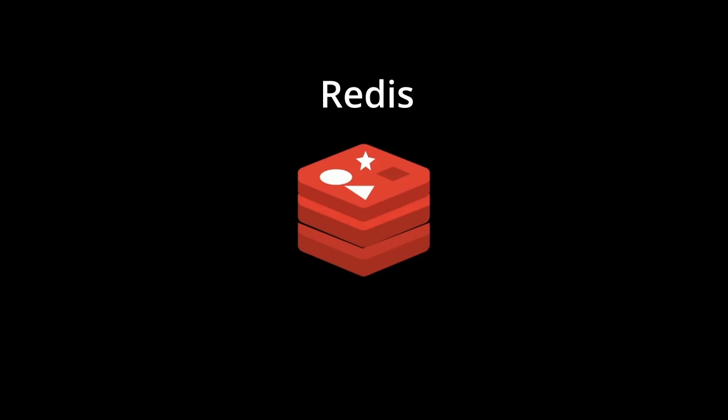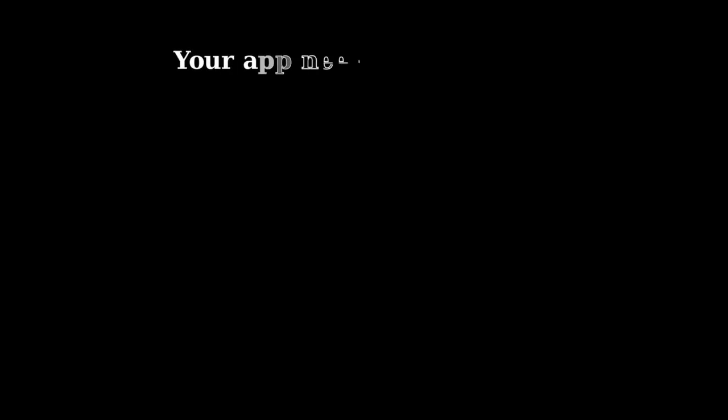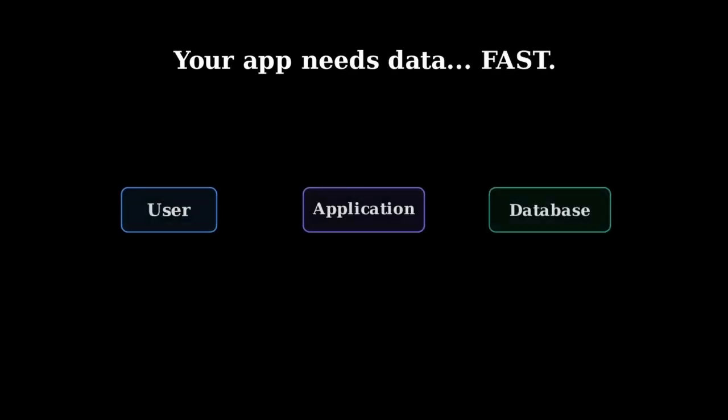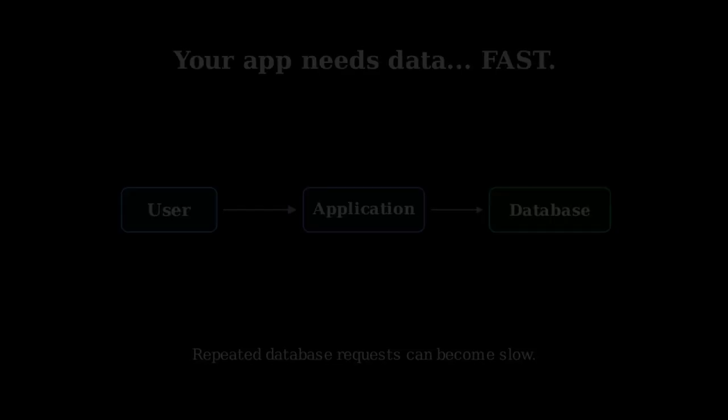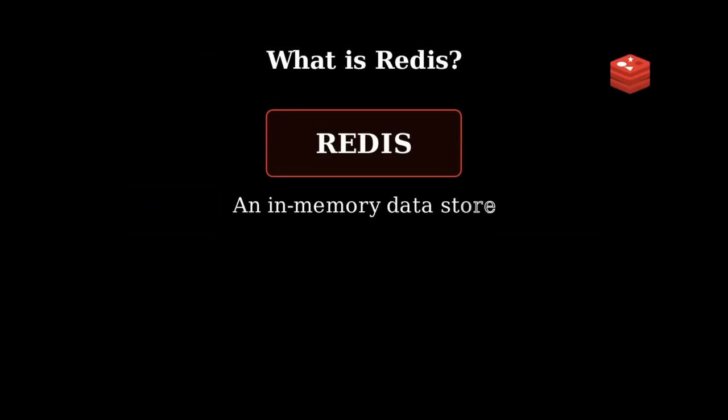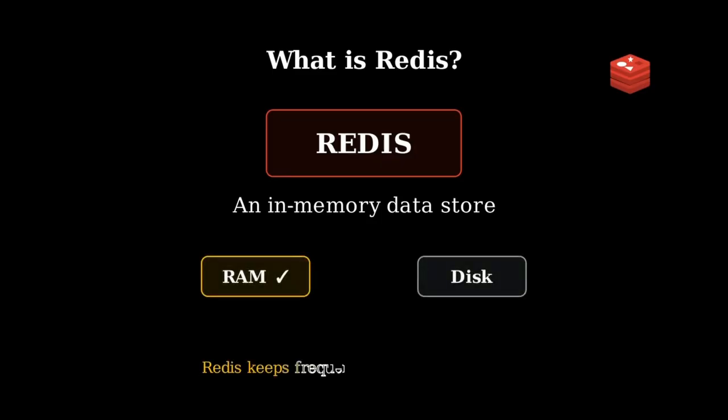Today we'll see Redis. Your app needs data fast. User, application, database. Repeated database requests can become slow. Here comes Redis. Redis is an in-memory data store which stores data in a jar. Keep frequently needed data in the jar.